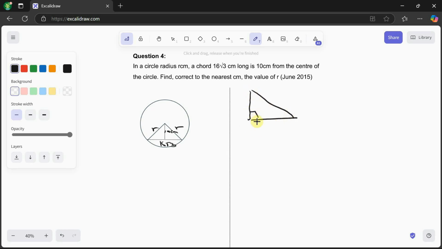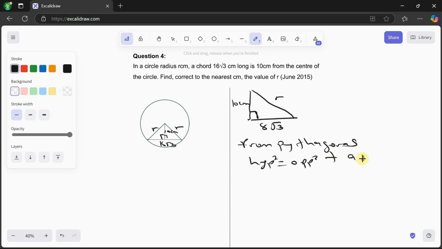This is 90 degrees, right? Because this place is 90 degrees, this place is 90 degrees. This height here is 10 centimeters. This length here, the full length is 16√3, but half of it is 8√3, right? And this place here represents our r. So we could say from Pythagoras, the hypotenuse squared is equal to the opposite squared plus adjacent squared. The hypotenuse is r, so that will be r squared.